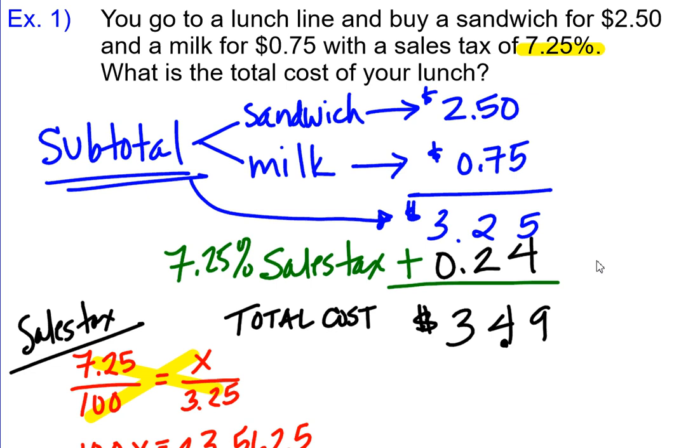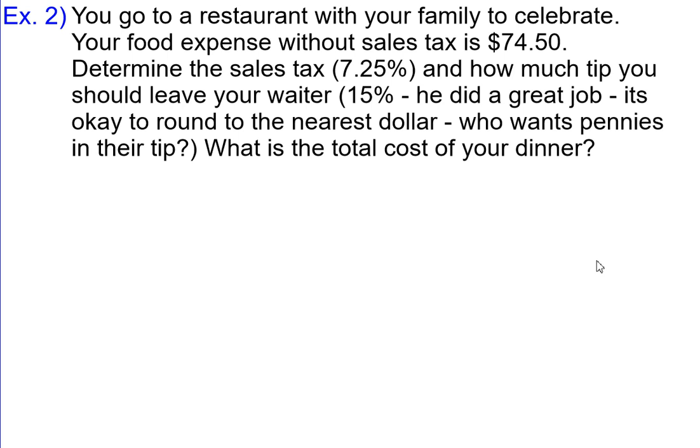Okay, let's make one a little more complicated. And you've gone to restaurants where you've sat down to eat. So let's take a look at this example. You go to a restaurant with your family to celebrate. Your food expense without sales tax is $74.50. So that's really important to know. So let's highlight that. Without sales tax, $74.50.